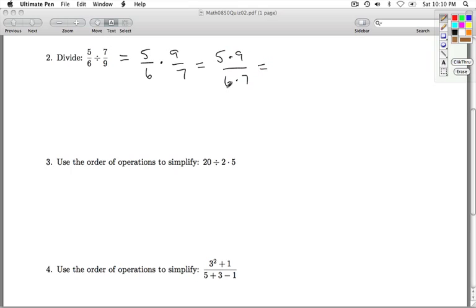Now before I get too carried away, I look to see if there's any common factors. 9 is a multiple of 3, as is 6. So I can divide 3 out from the 9 and the 3 out from the 6. So when the dust settles, I get 5 times 3, which is 15 in the numerator, 2 times 7, which is 14 in the denominator. And that'll do it for number 2.